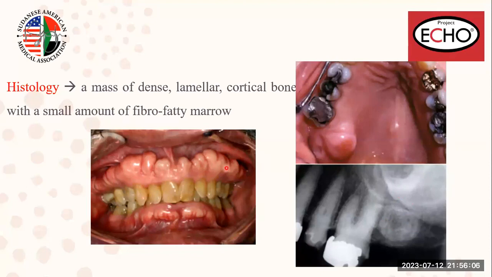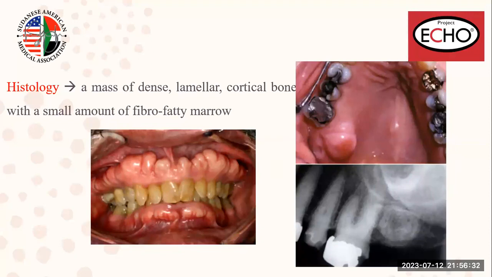And in this case, sometimes the thin mucosa over these bone extensions might be ulcerated due to trauma. So if you look at them histologically, you will see a mass of dense lamellar cortical bone with a small amount of fibrofatty marrow, but it's not as much as the bone.